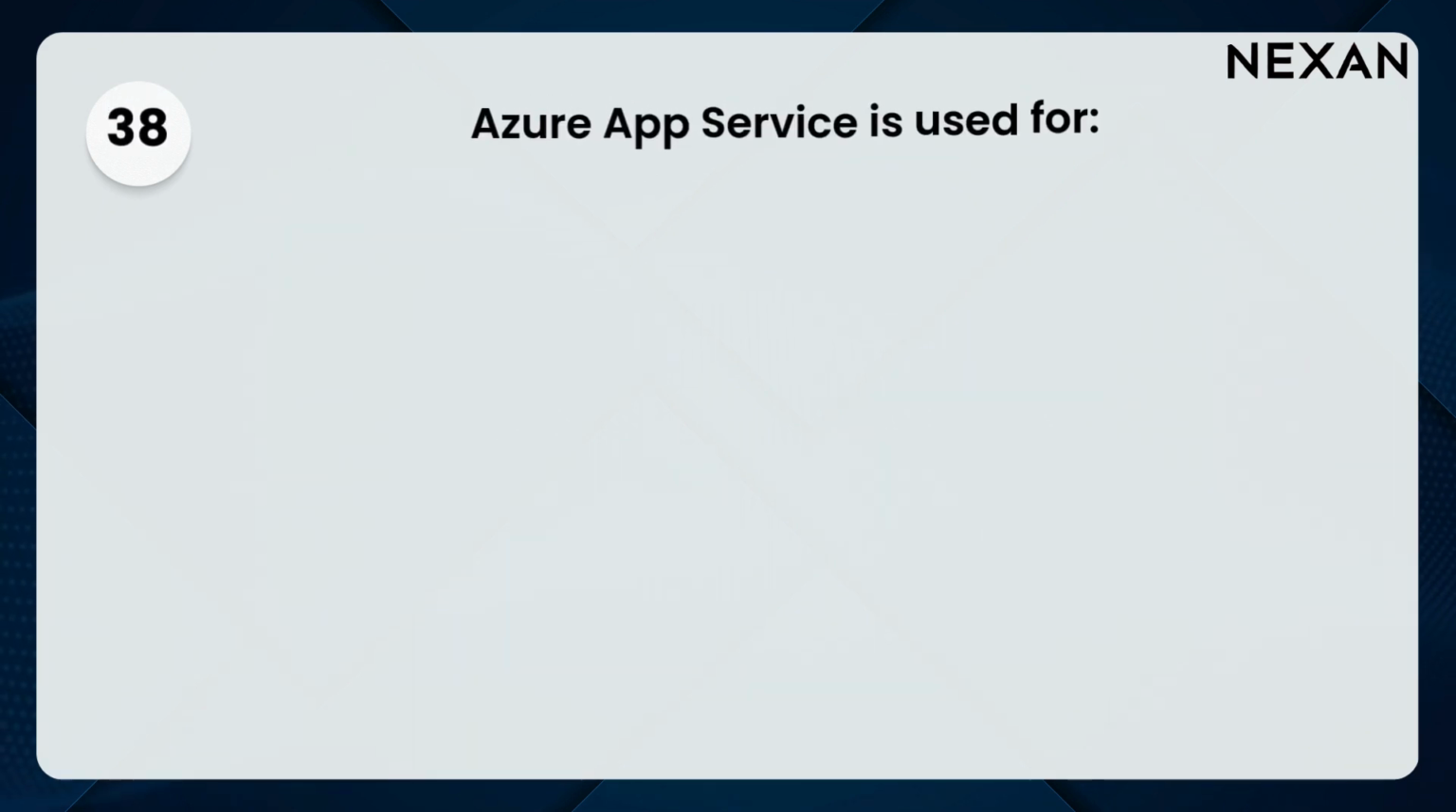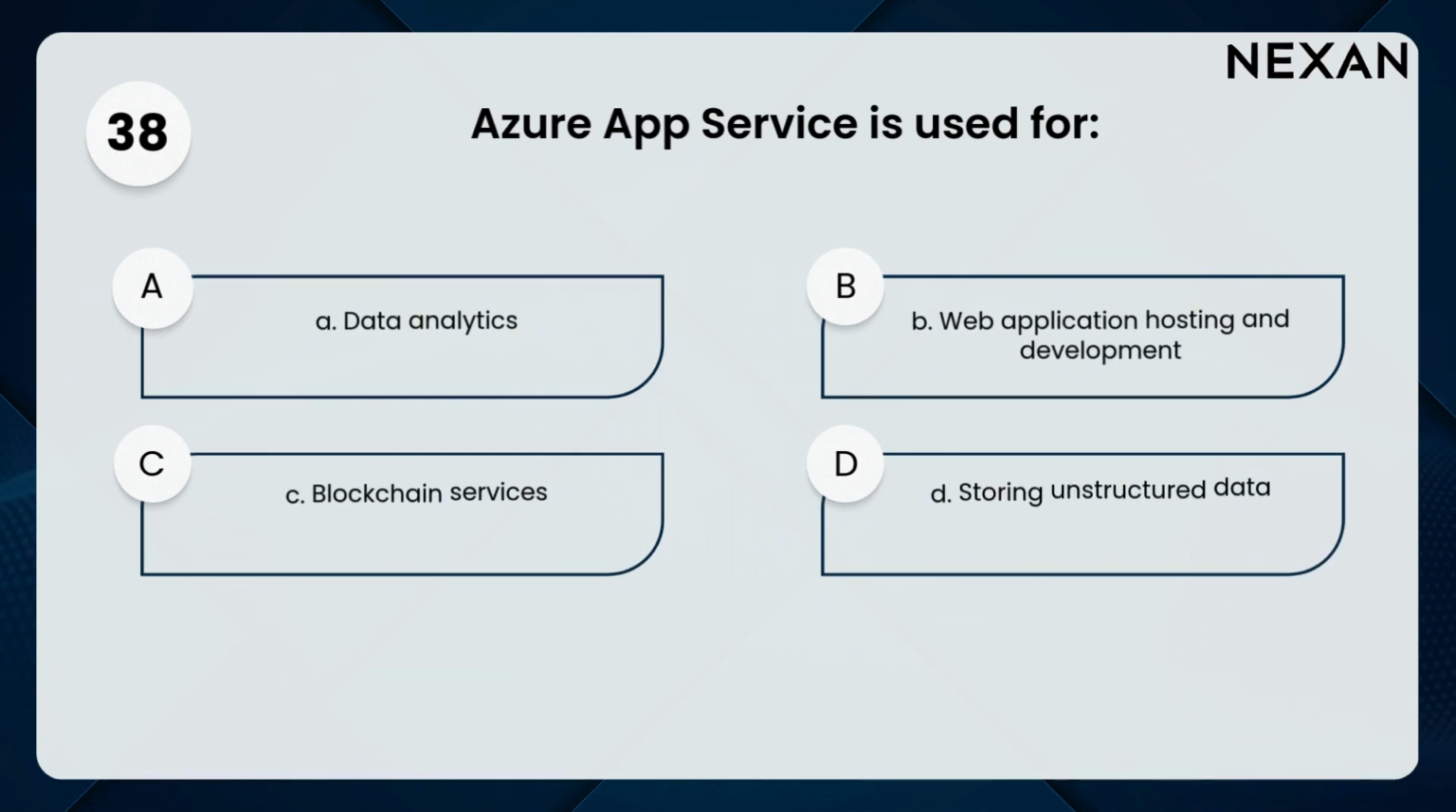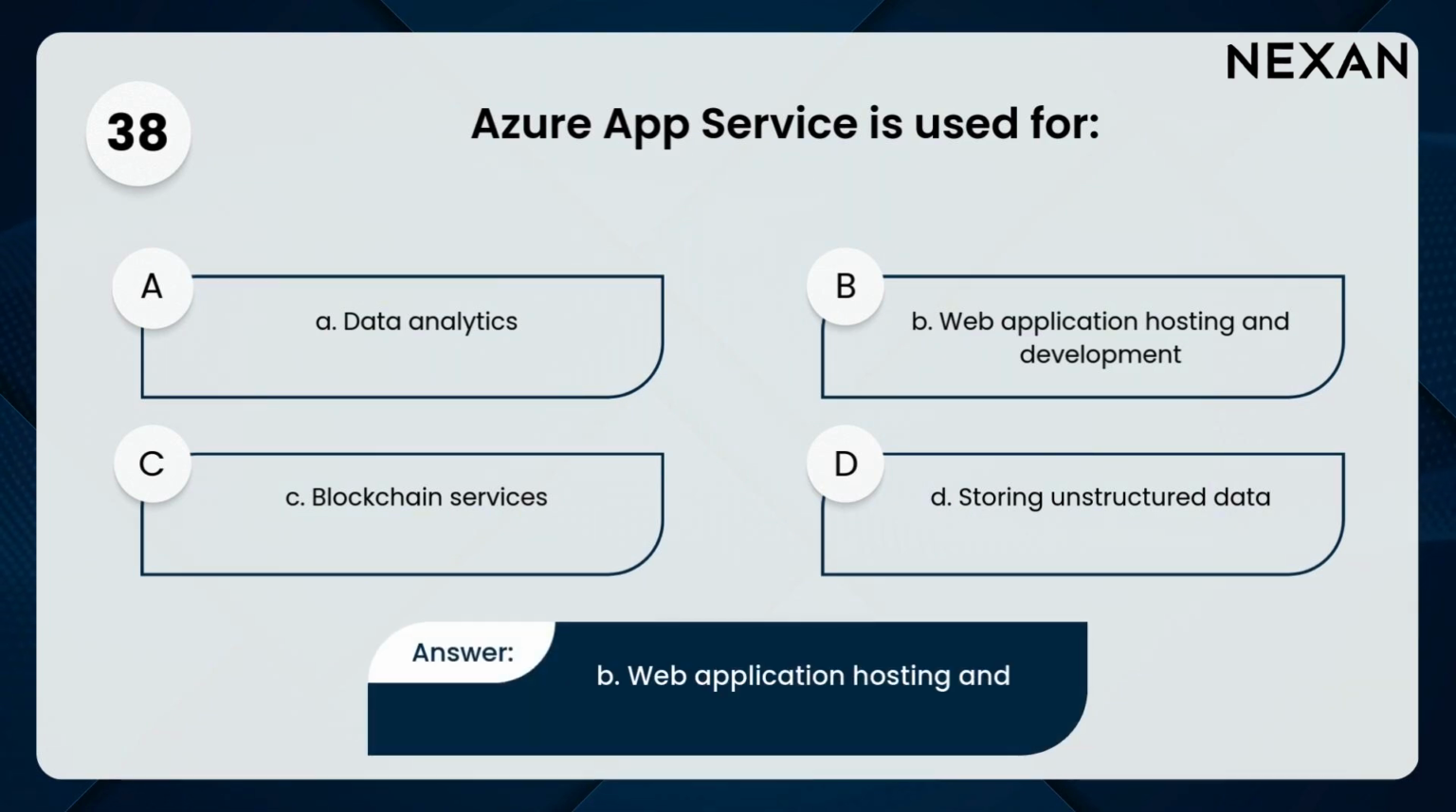38. Azure App Service is used for A. Data analytics. B. Web application hosting and development. C. Blockchain services. D. Storing unstructured data. Answer: B. Web application hosting and development.